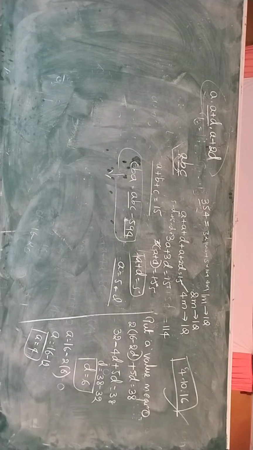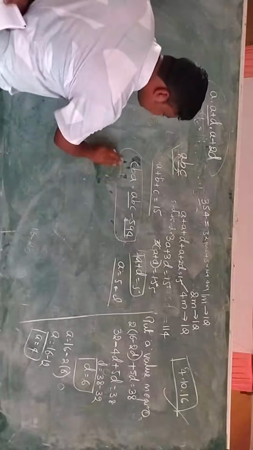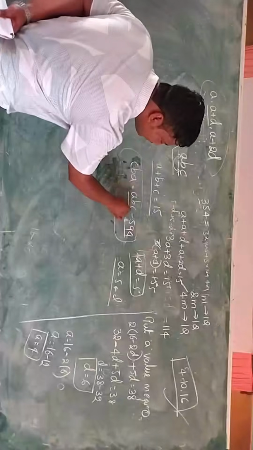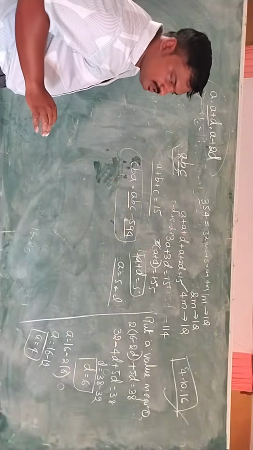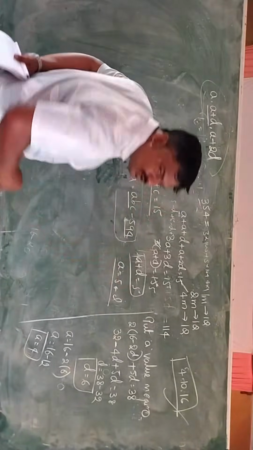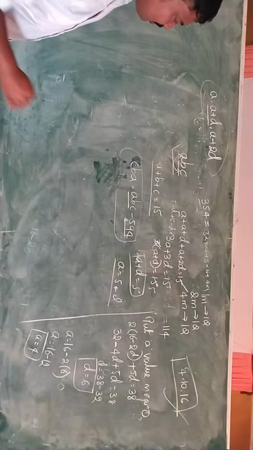Then what will you get? d is minus 3. Yes, here. Simply, do not waste the time. Yes, here. The condition is CBA is equal to ABC minus 594. And we got that a plus d is equal to 5. Am I right? So now what will we do?